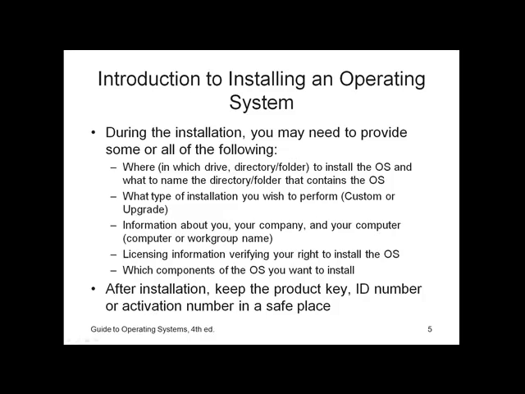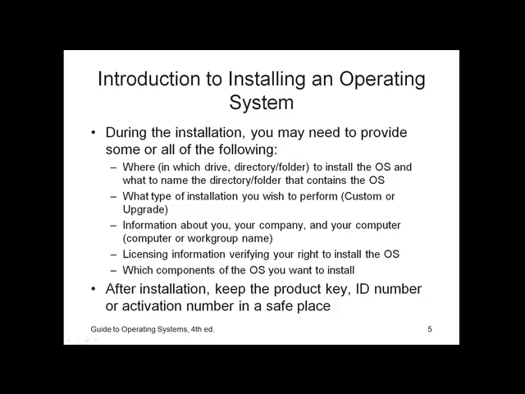Now, information about you, your company, and the computer, such as the computer and workgroup name, will also be important features that you will need to have on hand for the install, as well as licensing information, verifying your right to install the operating system. Many operating systems are proprietary, like Windows, and they do require licensing per seat. That means for each operating system installed, you will need a license. Then there are others, such as Linux or Unix, which are open source and can be downloaded and installed freely.